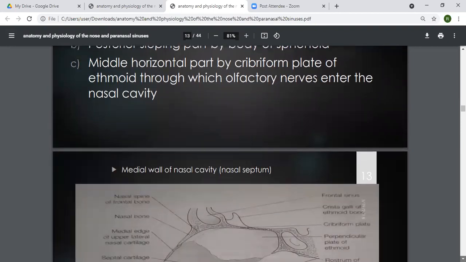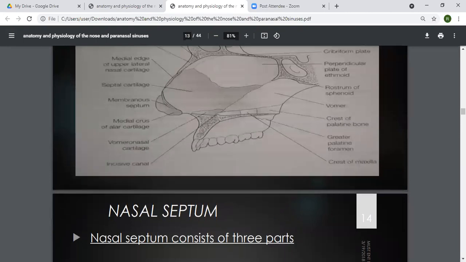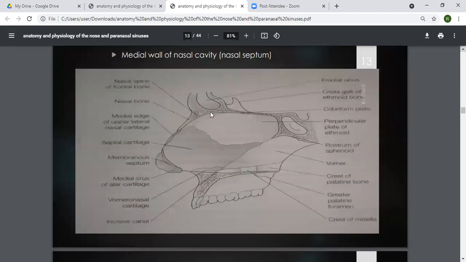So this picture should be able to help us. This is a picture that is showing the septum. This is the roof, and this should be the cribriform plate forming the middle part of the roof. Through this is where the olfactory nerves enter the nose, through these openings here on the cribriform plate.